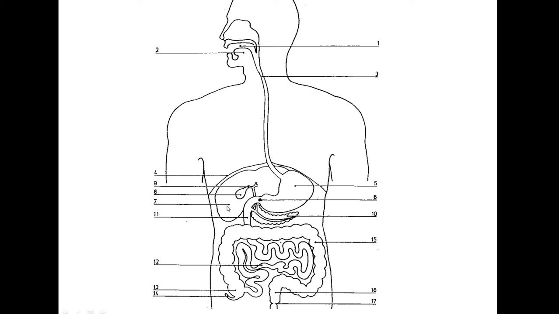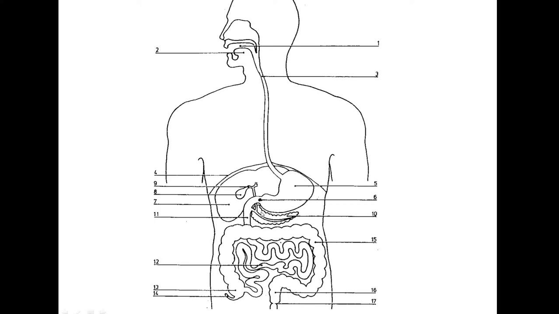Number 7 is the liver. So here is where the bile is produced. Number 8, the gallbladder, is where the bile is stored. Number 9, the bile duct, is where the bile will be released into the duodenum. Number 10, the pancreas, is where amylases, proteases and lipases are produced, and they'll be released to act in the small intestine.